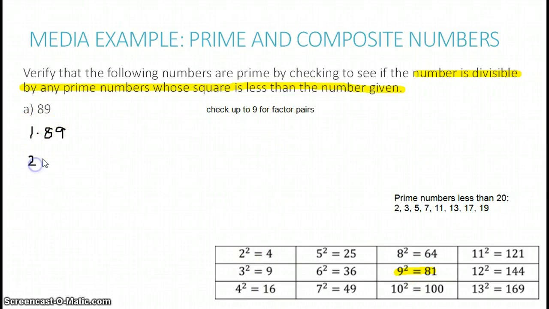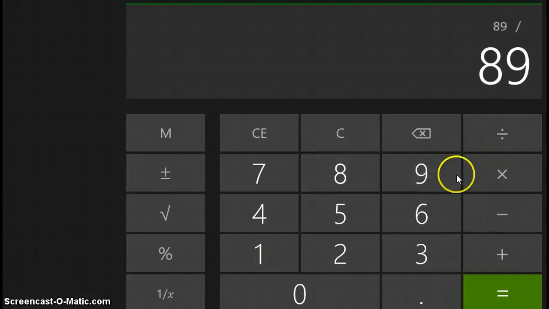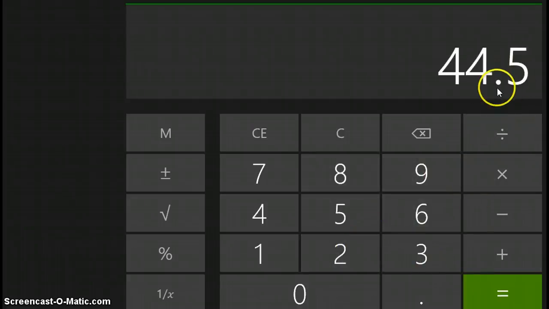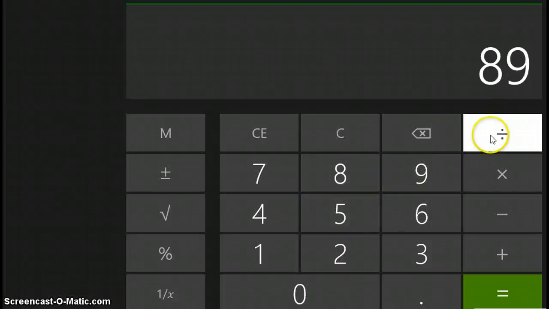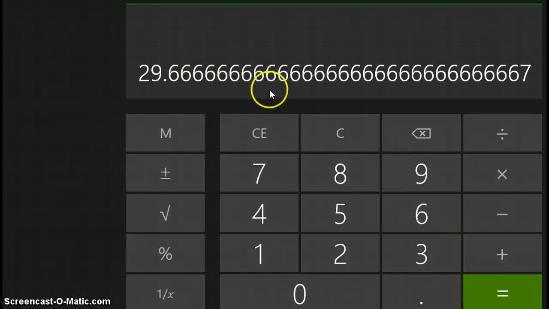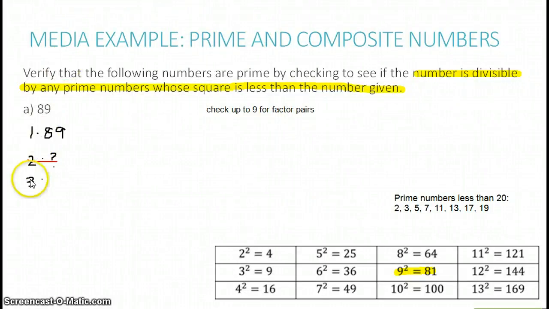Now, is 89 divisible by 2? Well, it's not even, so it's not divisible by 2, but we could do a calculator check. Divide by 2. There's something after the decimal, which is equivalent to having a remainder, so it's not divisible by 2. Now let's check 3. Well, if we divide 89 by 3, we get a remainder, or we get a decimal, which means there is a remainder, so it is not divisible by 3.